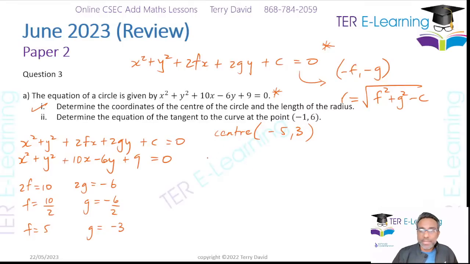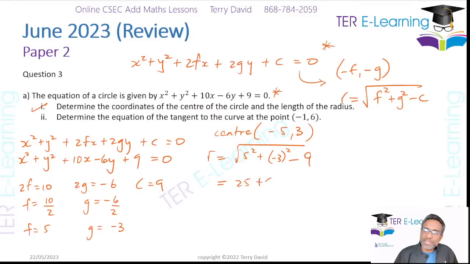That's the center. So the radius now is given by that formula there. So it's going to be 5 squared plus minus 3 squared minus whatever c is. C in this case has to be 9. Right, minus 9, and you find the square root. So this is going to be 5 5s are 25, 3 3s are 9, minus 9. So this here is the square root of 25. So therefore this is 5 units. Right? So that's your center and that's your radius. Radius is 5 units and the center is minus 5, positive 3.